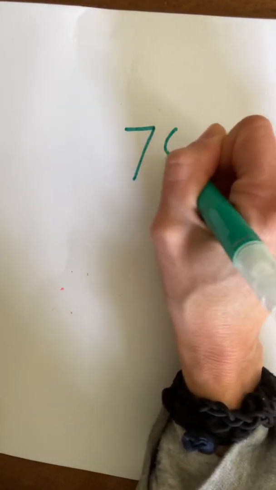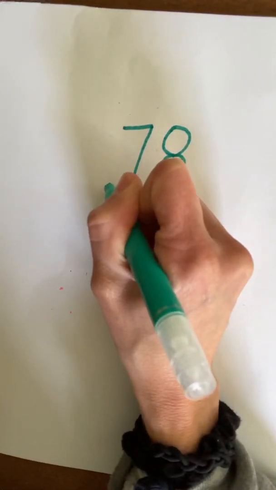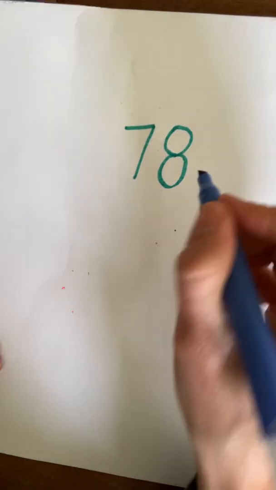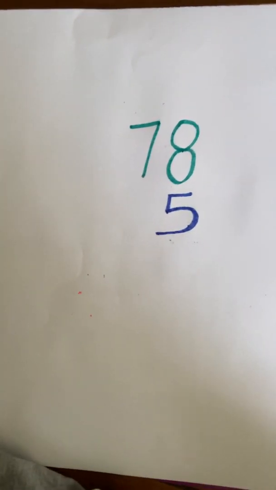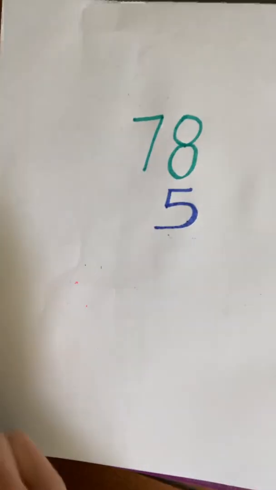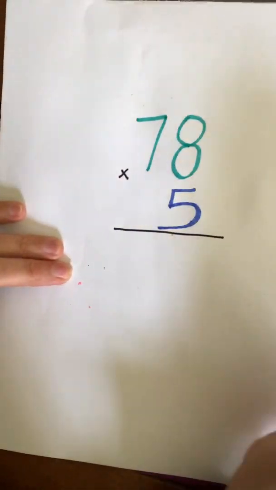So let's say 78 times, and you can really try any numbers if you want to try this at home, just with markers, the same way I am. I'm going to do 78 times 5. Okay, so I set it up standard algorithm because that's one thing we're going to be focusing on.